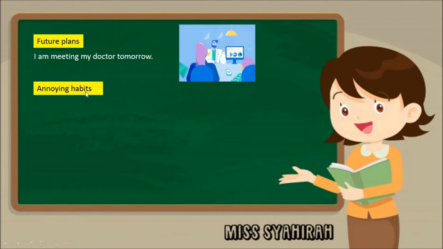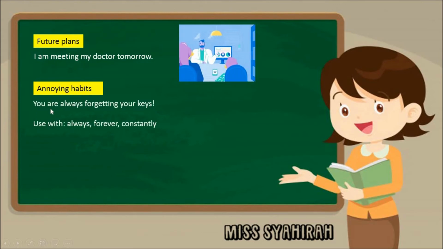Next, annoying habits. Habits tu benda yang kamu selalu buat yang menyakitkan hati orang. Annoying. You are always forgetting your keys. Okay, selalu lupa. Always forgetting. So, use with always, forever, constantly. Selalu. Okay, annoying habits.